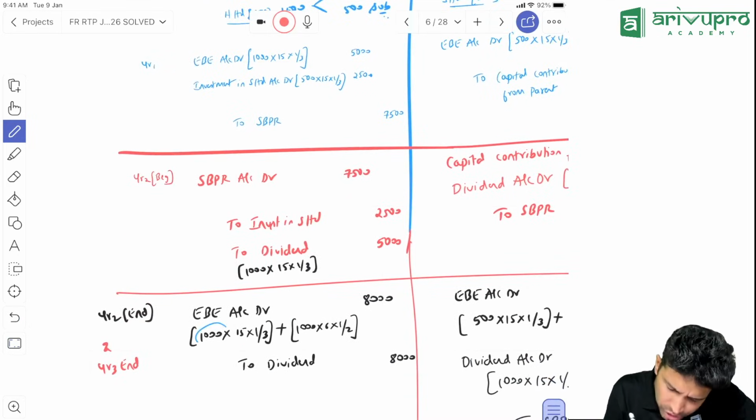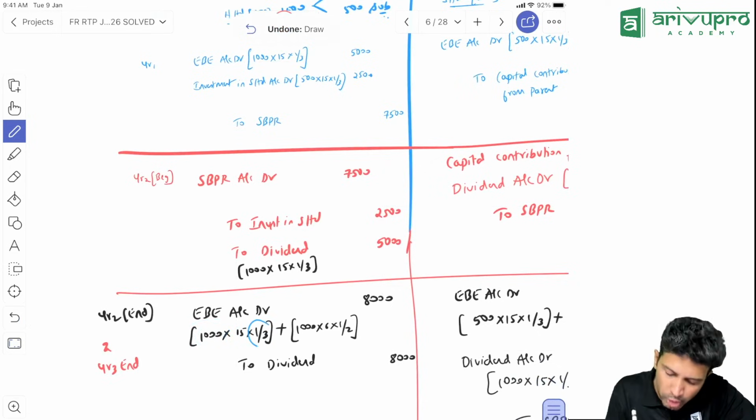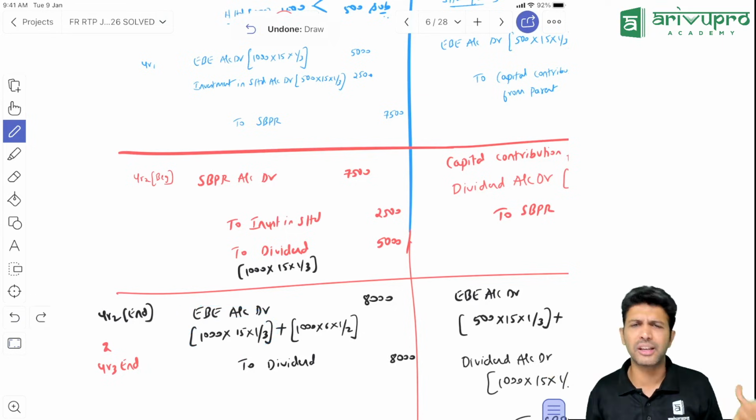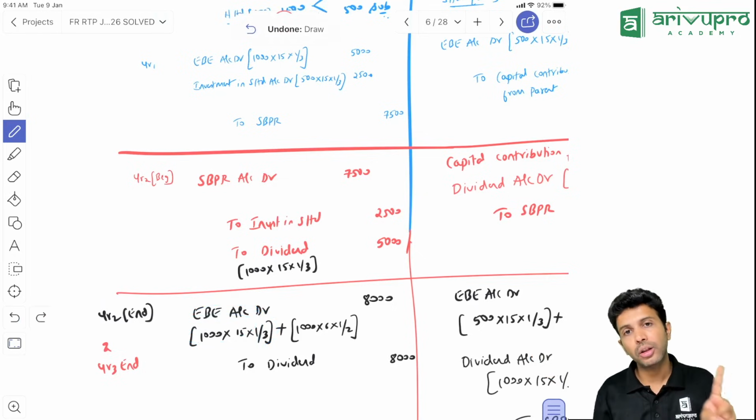Original is how much? 1000 shares, and the loss per share is how much? 15. You'll have to book it equally over 3 years. Since there is no change, this 15,000 you'll book equally over 3 years: 5,000. So this is the expenditure on the original scheme.